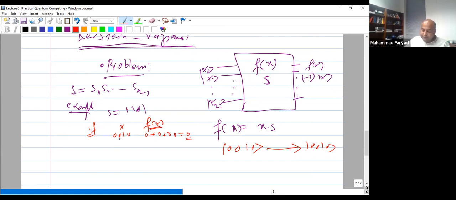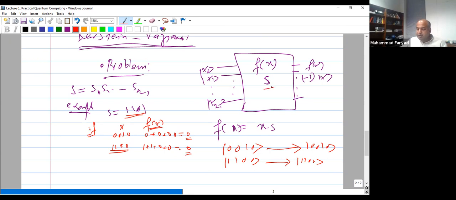So if we have, let's say, input 1100, then it will multiply this input x with this secret bit string. The secret bit string is fixed, so 1 into 1 is 1, 1 into 1 is 1, 0 into 0 is 0, 0 into 0 is 0. If I add it modulo 2, 1 plus 1 is 2, and modulo 2 is 0. So at the output, this 1100 will still transform to 1100 because f of x is 0.